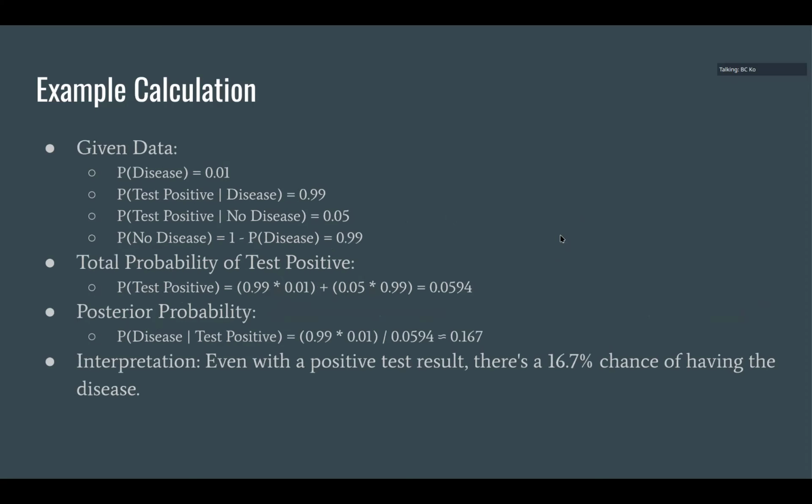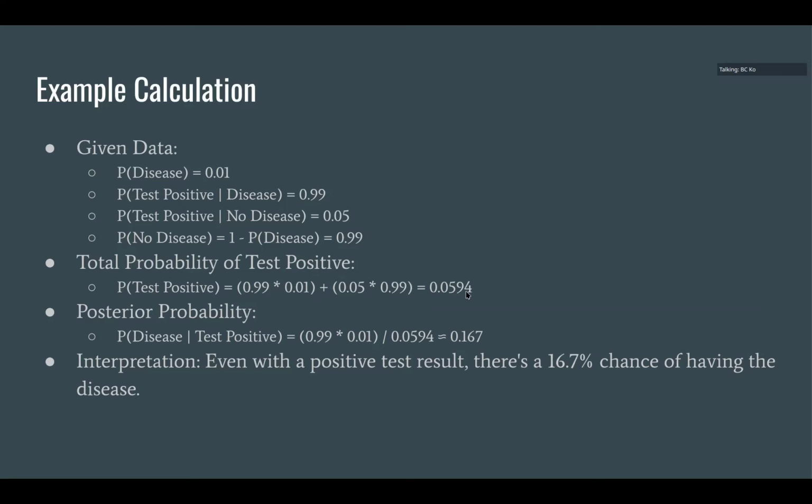So given the data, we have probability of disease as 0.01, probability of test positive given disease as 0.99, probability of test positive given no disease as 0.05, and then probability of no disease equals 1 minus probability of disease, which is 0.99. So we calculate the total probability of testing positive, and we end up with 0.0594.